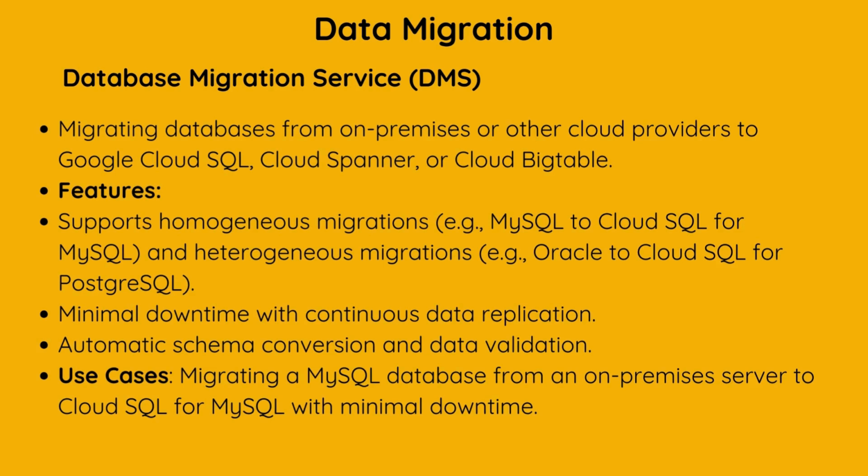Database Migration Service, DMS: migrating databases from on-premises or other cloud providers to Google Cloud SQL, Cloud Spanner, or Cloud Bigtable. Features: supports homogeneous migrations, e.g. MySQL to Cloud SQL for MySQL, and heterogeneous migrations, e.g. Oracle to Cloud SQL for PostgreSQL. Minimal downtime with continuous data replication. Automatic schema conversion and data validation. Use cases: migrating a MySQL database from an on-premises server to Cloud SQL for MySQL with minimal downtime.